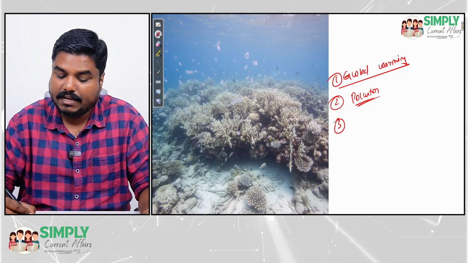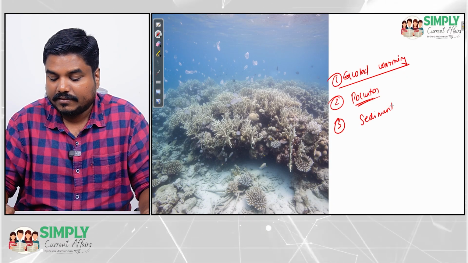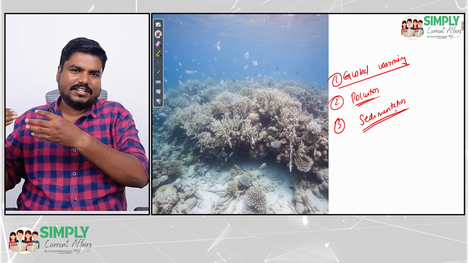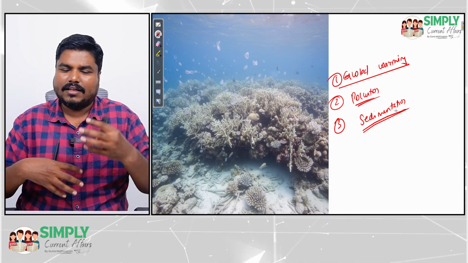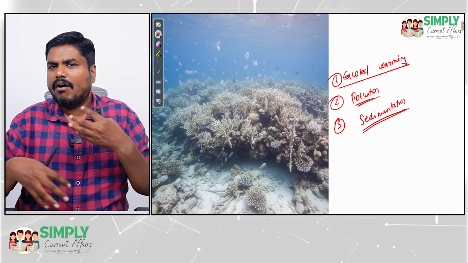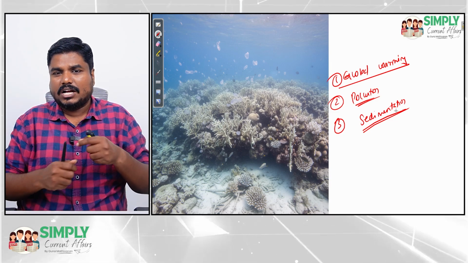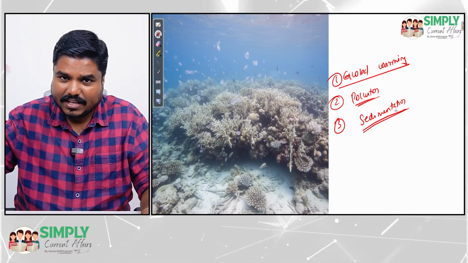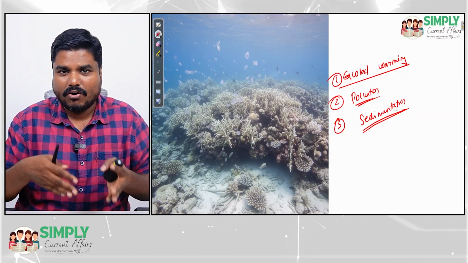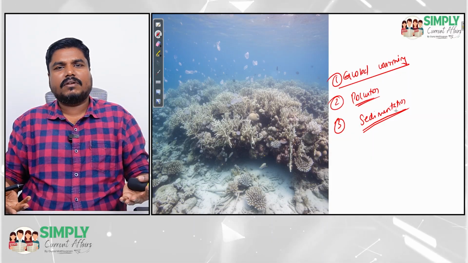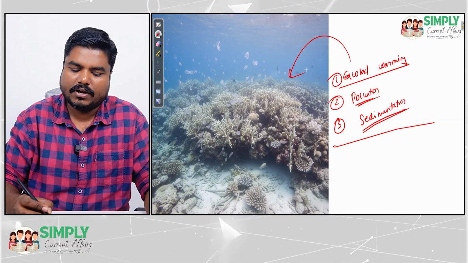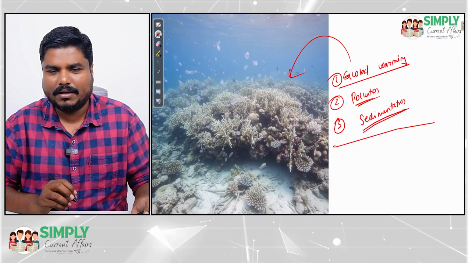Sedimentation. A lot of industrial wastes are released into the water, or, let's say, oil extraction processes are going on in the oceans. All these result in sedimentation. Now this sedimentation will prevent the entry of sunlight into the water. Presence of sunlight is very, very important for healthy corals and zooxanthellae. So sedimentation is also a problem. These reasons directly result in coral bleaching.